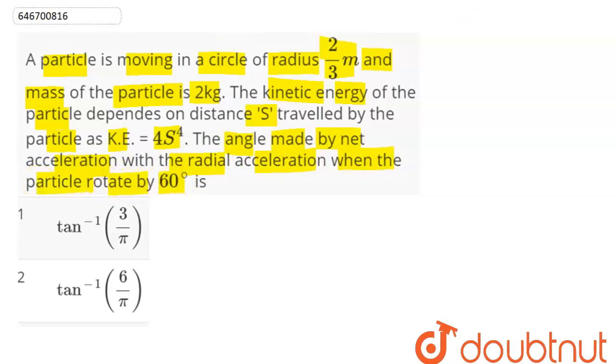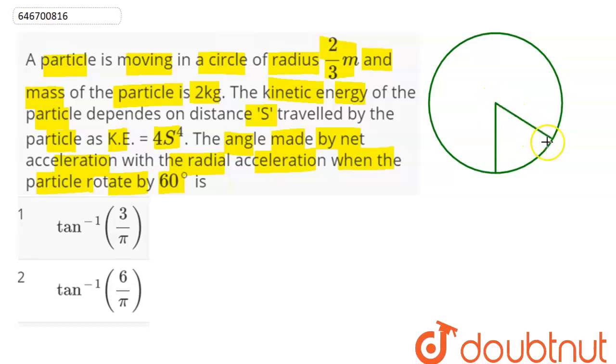So here we can say, suppose this is the circular path in which the particle is moving, describing an angle of 60 degrees. That is when it moves from this point to this point, the angle made at the center is 60 degrees, which is pi by 3. So initially the particle was at position A, and now the particle reaches this position, let's say B.